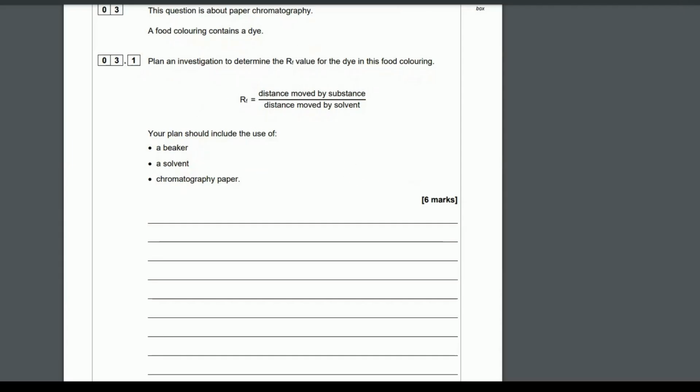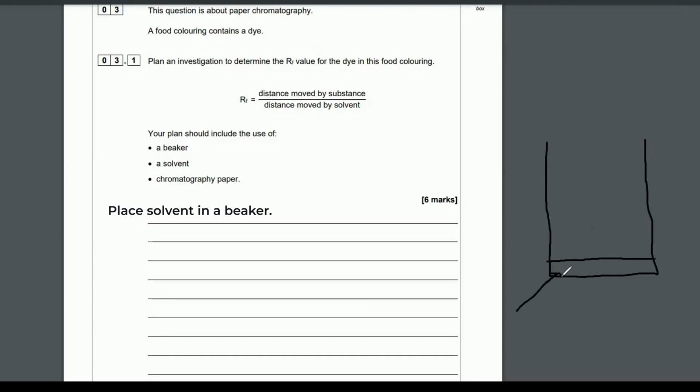So this is nice and easy. Essentially, what we're going to do is take a beaker, and put some solvent in the beaker. Ta-da! And we need to explain all of this. You can use different solvents. Water's a solvent, but you can use other solvents. It doesn't have to be water.